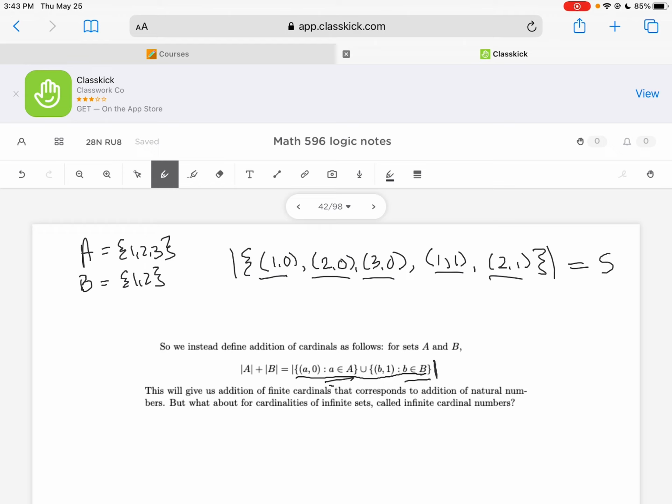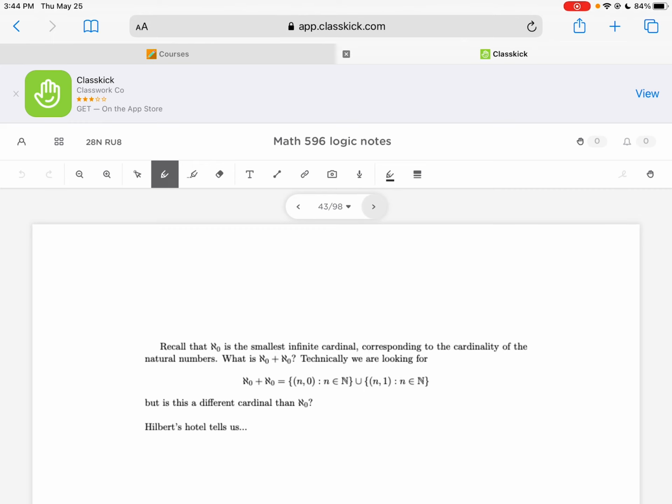And so we can see that this is going to give us addition of finite cardinals that corresponds to the addition of those corresponding natural numbers. But what about for cardinalities of infinite sets, right? What happens if we add two infinite cardinals together? Do we get a new infinity? Well, let's try it out with an example.